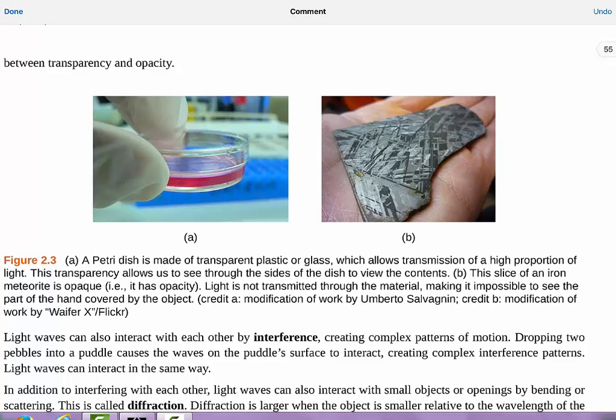So we can look down here, and this is where they have two different photos. On the left side here, A, they're showing something that is transparent, like glass, for example. And then B is something that is opaque, not transparent.